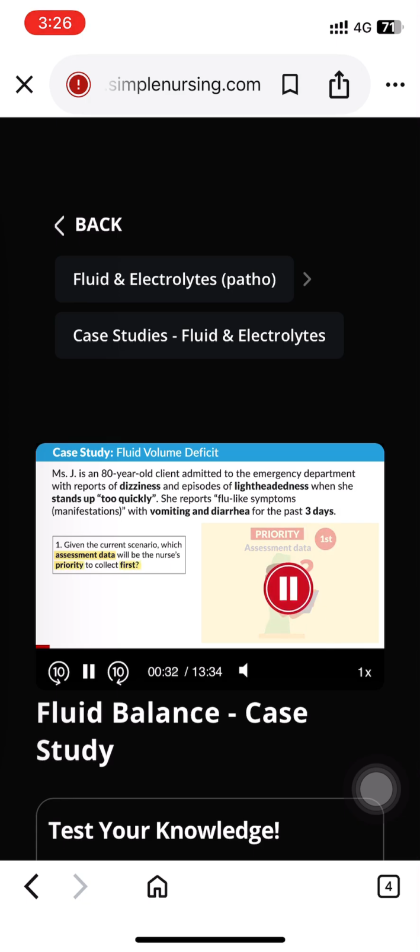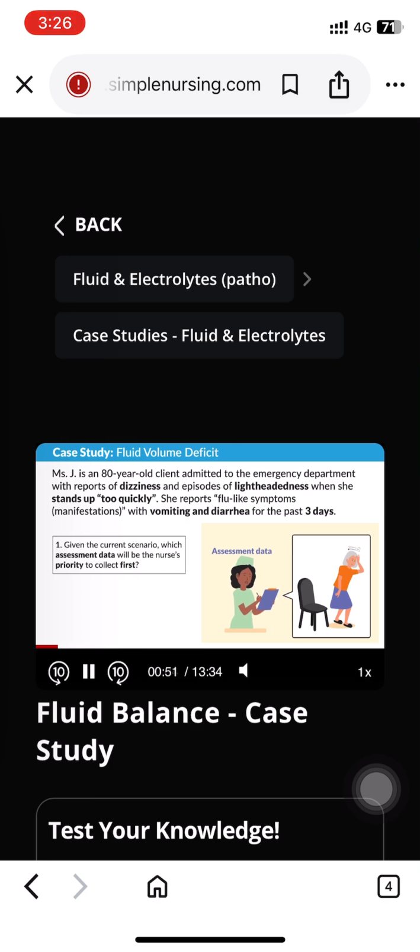So go ahead and pause the screen and try your best to answer this question in about 60 seconds or less. Okay, let's break it down. Now, before answering any question, always think about the key words in the assessment data. So let's look at the key terms. Dizziness, lightheadedness when she stands up too quickly.